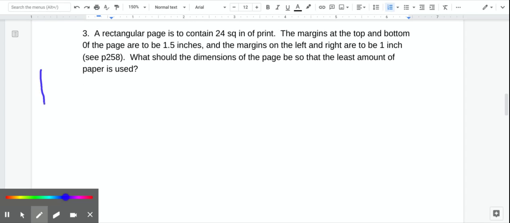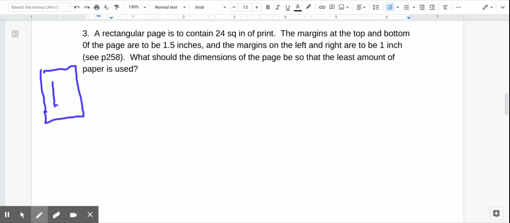Let me see if I can sketch it out here without making a huge mess. So this is our page, and then we have text on the inside of it. And they called the text X and Y in that order. And then this top margin here is 1.5. So this entire side is X plus 3. And then the side margins, this margin is 1. And so this entire side is Y plus 2. So that's that section. Okay, so that's what it looks like. The picture in the book is clearly much better than mine.